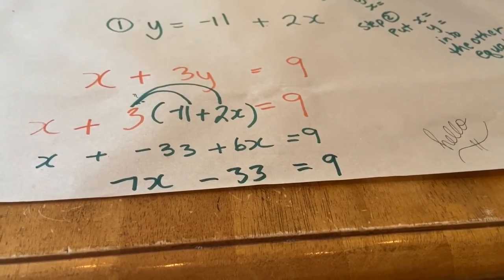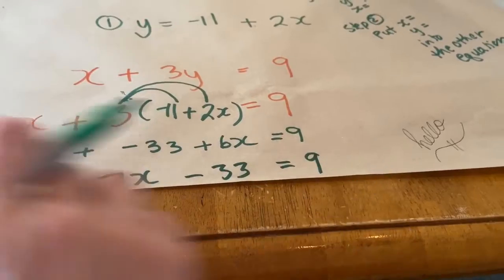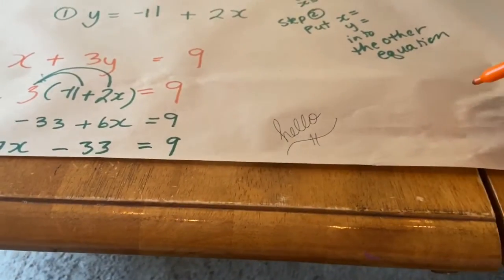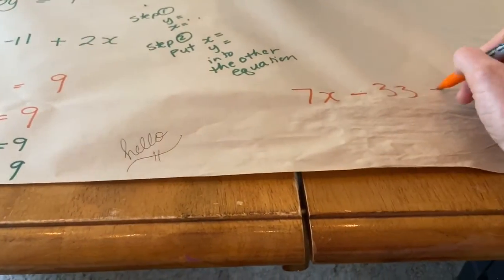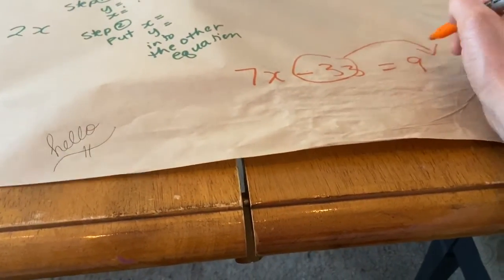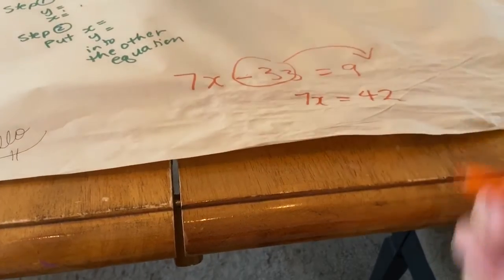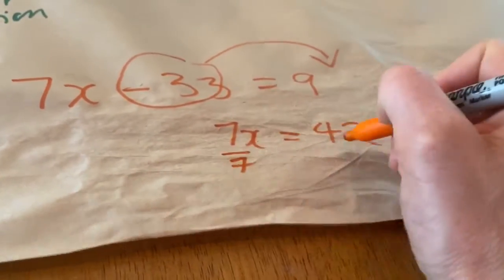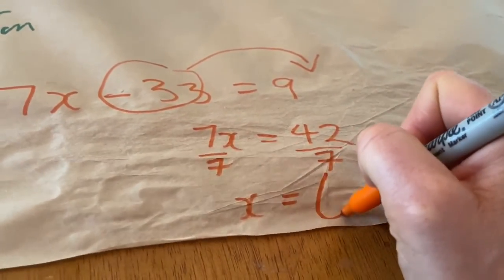Now, I want to do algebra. So I want to move my minus 33 to join my 9. 7x minus 33 is equal to 9. I'm going to move this to the other side. So I'm going to end up with 7x is equal to 42. And I'm going to divide by 7. x is equal to 6.